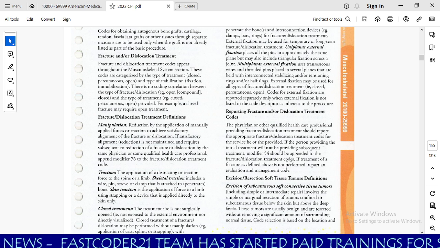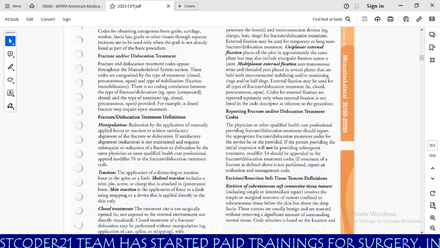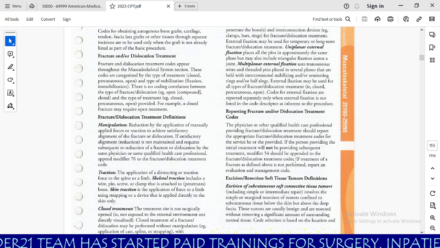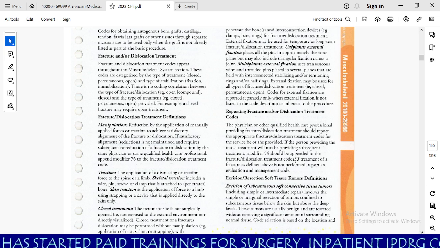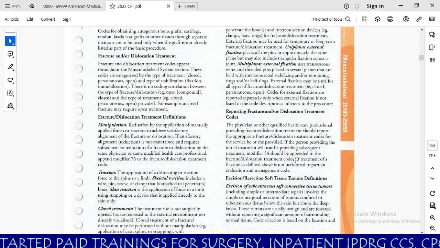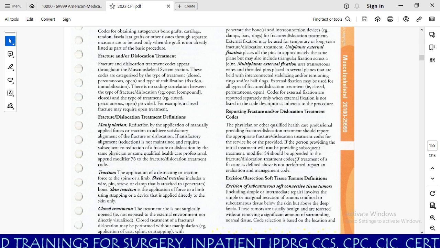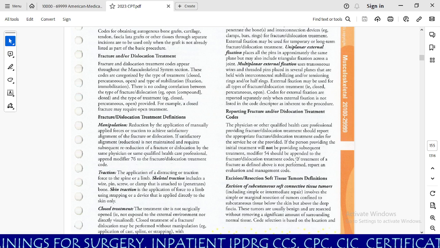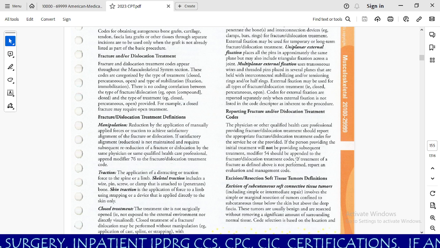If the person providing the initial treatment will not provide subsequent treatment, modifier 54 should be appended to the fracture dislocation treatment code. For example, if physician A performed initial treatment and physician A is not performing the subsequent treatment of the fracture, at that time we need to append 54. If physician B performs subsequent treatment, we need to apply the 54 modifier for the physician B procedure.